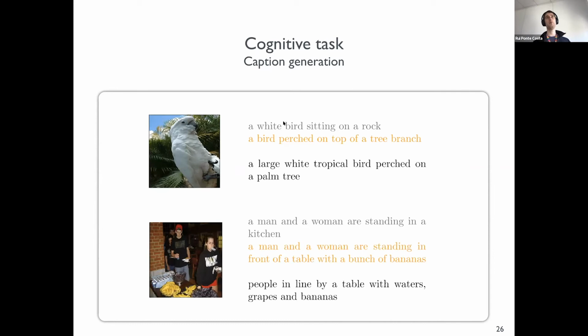The model without cerebellum was simply describing this as a white bird sitting on a rock, whereas the model with cerebellum described this as a bird perched on top of a tree branch. So you can see that the healthy model provides a better, more complete description of the image. And here we have another example, in which again the model with cerebellum provides a more accurate description.